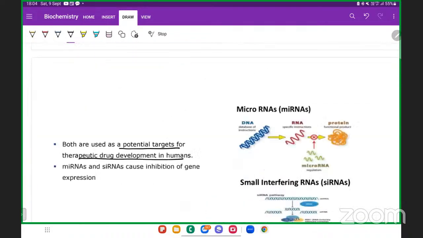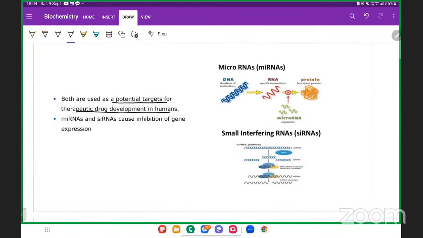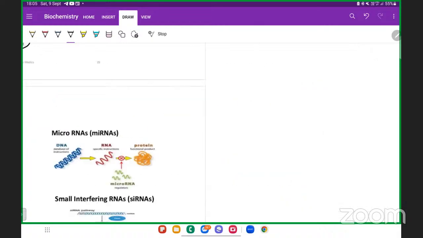Next, what you are going to remember is that after completing all these, you have your microRNA and small interfering RNA, which I told you about. They cause inhibition of gene expression, so they are very important for therapeutic drug development. You will see their importance in therapeutic drug development; until then you don't need it.